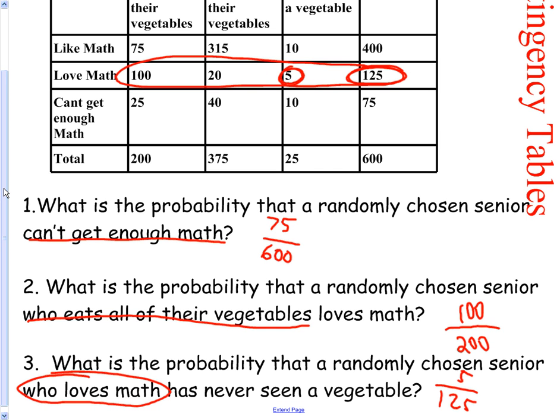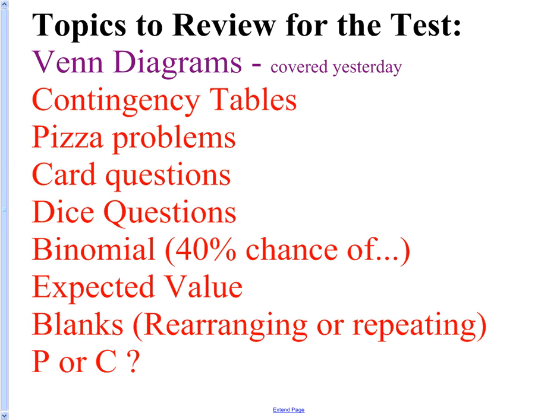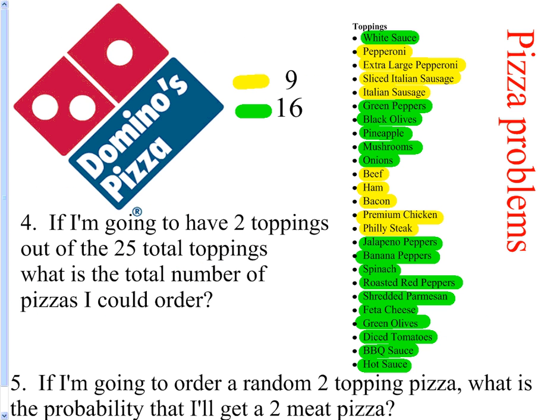And just for those at home, if you want to pause on this screen, that's the list of the types of problems that we need to know for this final. We'd already talked about Venns yesterday, so we kind of skipped over that today. The next type of problem I want to talk about here is pizza problems. I looked up last night all the types of Domino's pizza, all the toppings that they have.